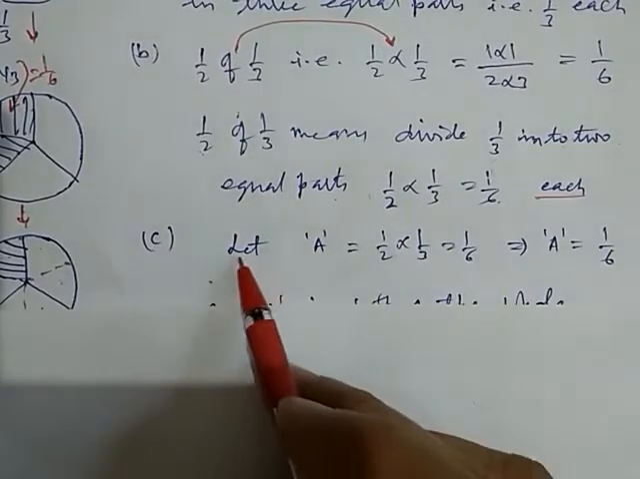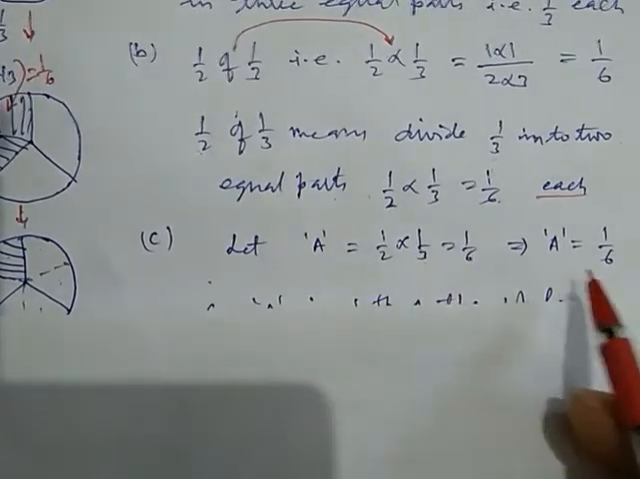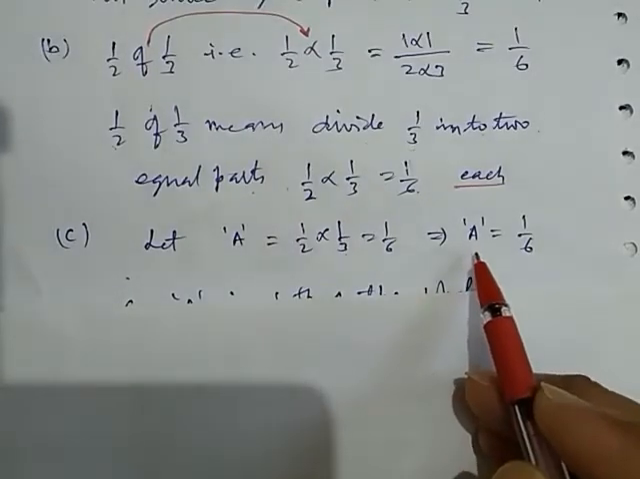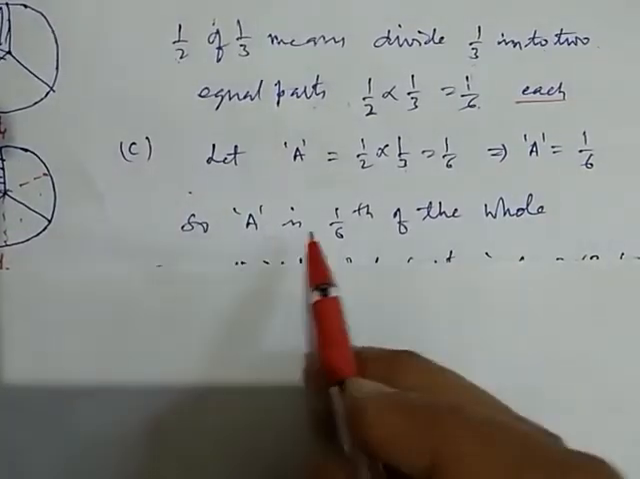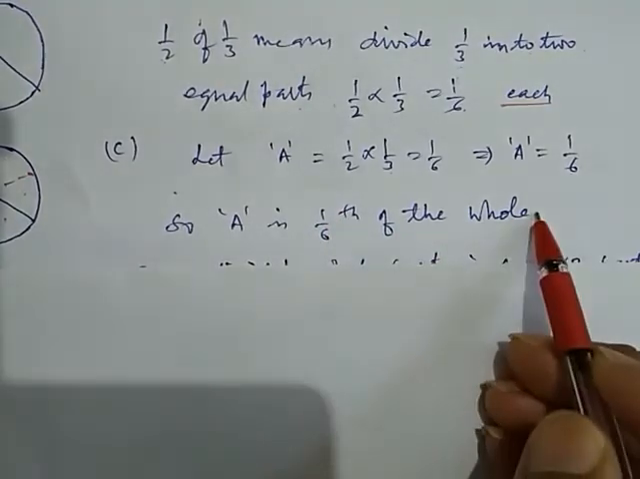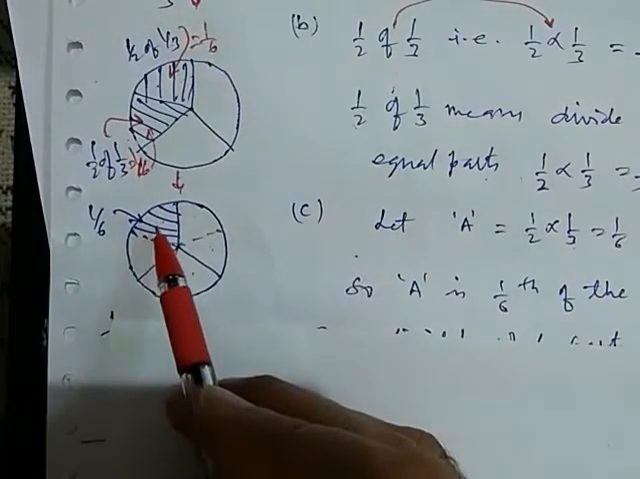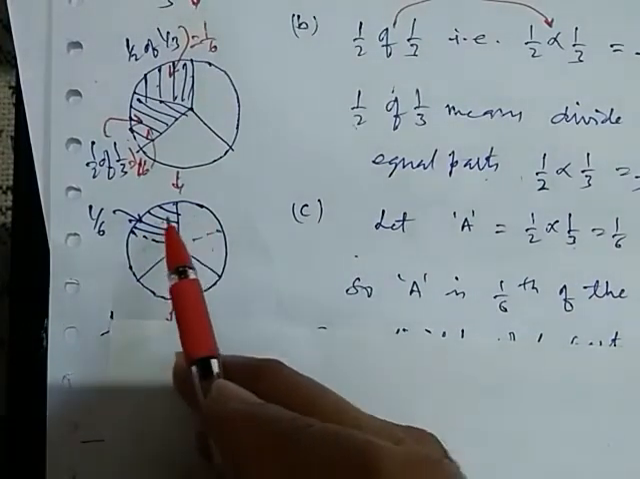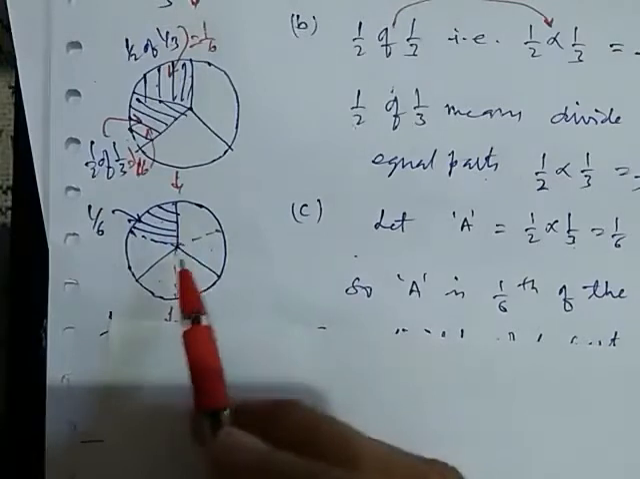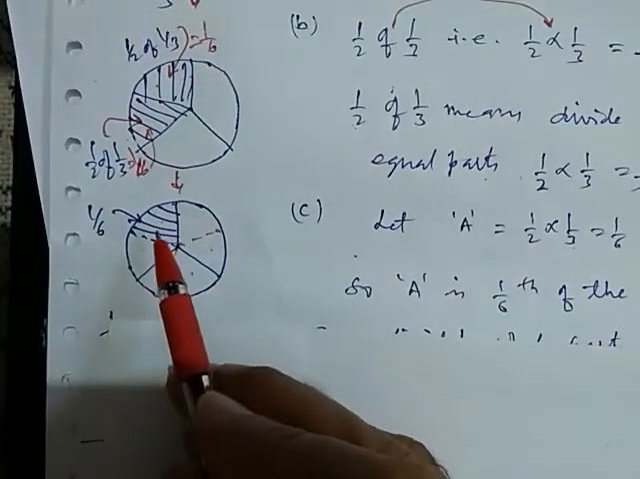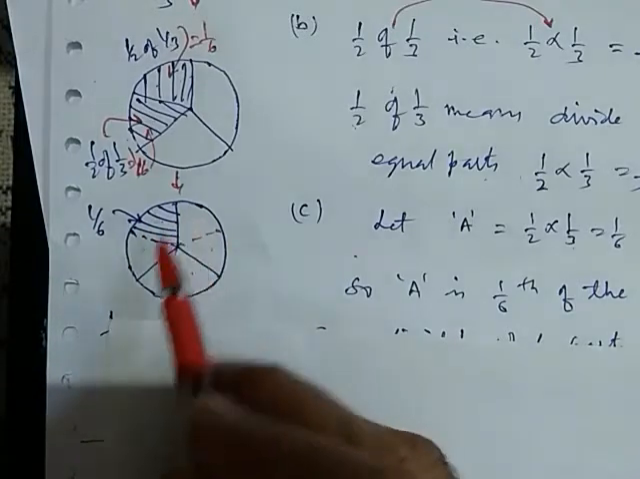Third step. Let A equal 1 by 2 into 1 by 3, that is 1 by 6. So we assign the value of A as 1 by 6. So A is 1/6 of the whole, as we see clearly here. 1 by 6 is 1 of the 6 parts. 1 by 6 of the whole means we make 6 parts and we consider 1 part, that is 1 of the total 6 parts.